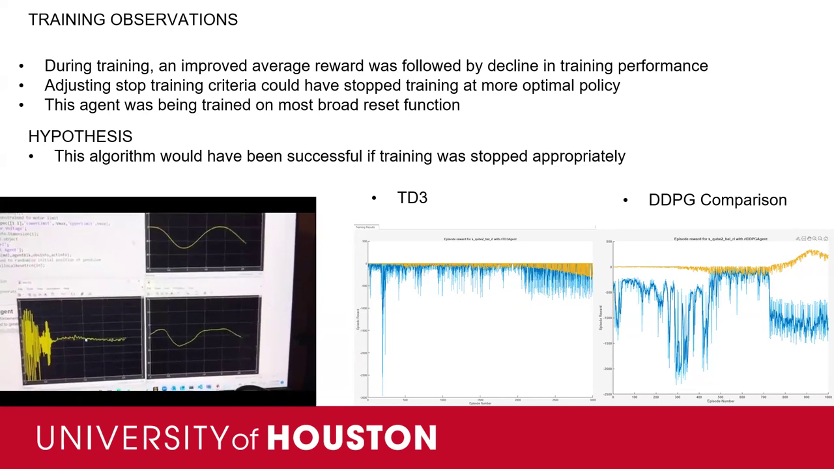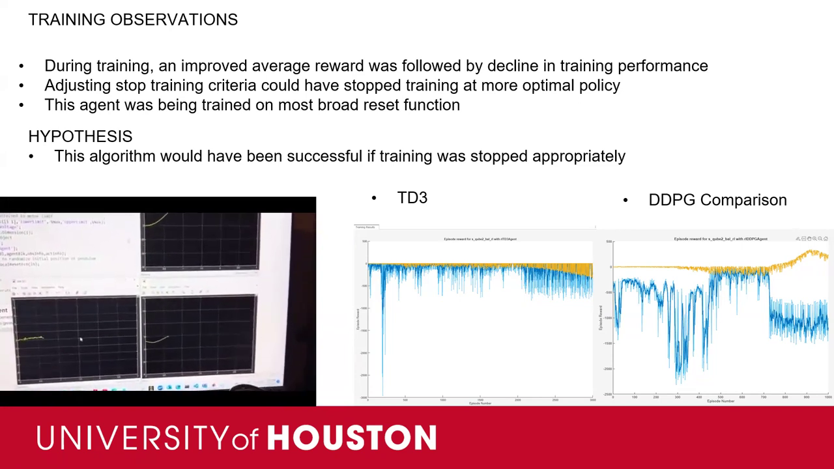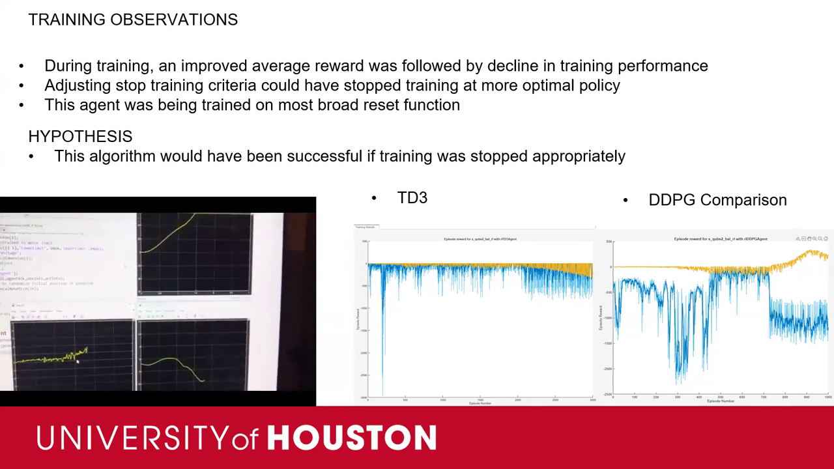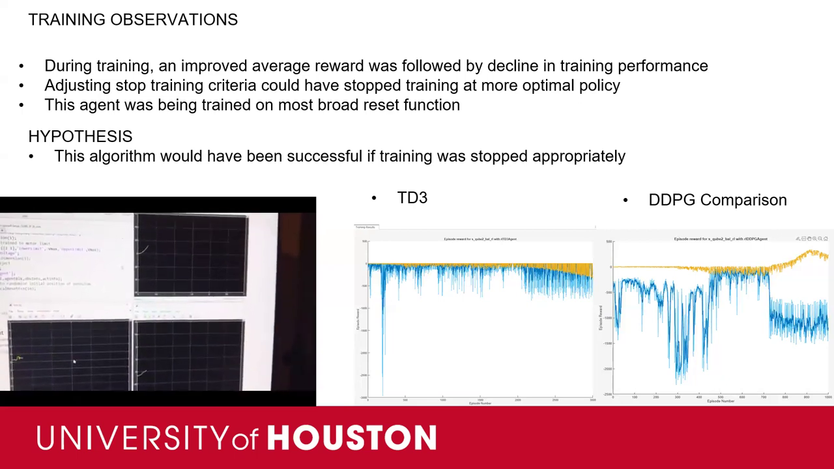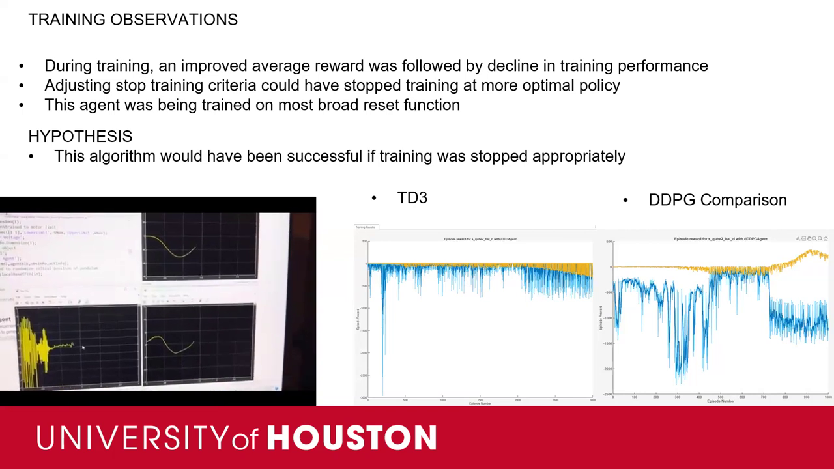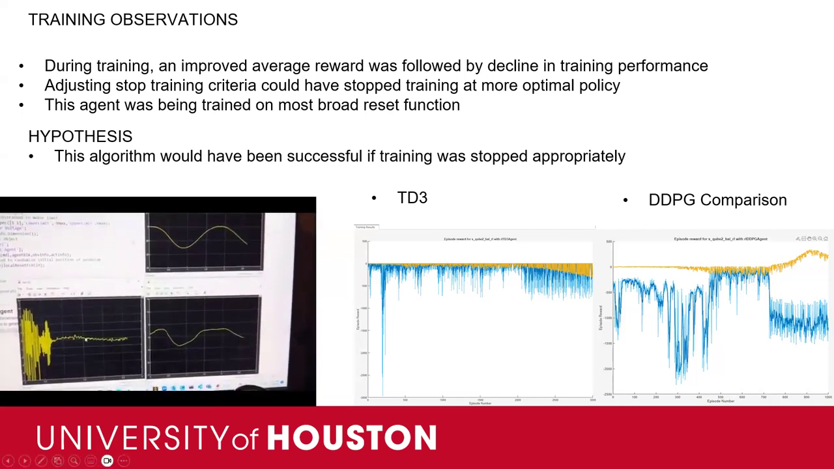Now, my hypothesis is if the global stop training criteria during these training sessions was set differently, or I bailed out while we have that good behavior, and it looks like a good policy is forming, we would have a successful algorithm.